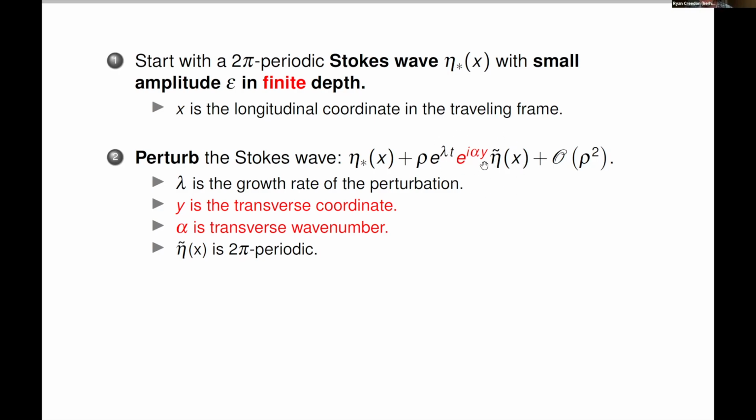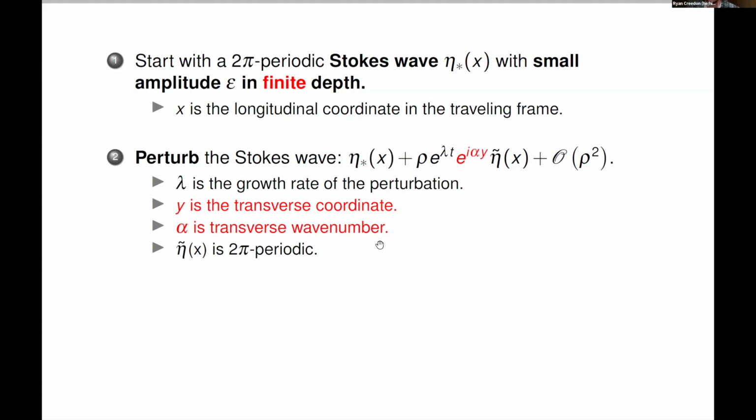We're going to incorporate this complex exponential that has some dependence on the transverse direction of the Stokes waves, which is going to be the y direction in this result. And here the role of alpha is basically going to be the transverse wave number, which is going to be the thing that for us in general is going to be non-zero.